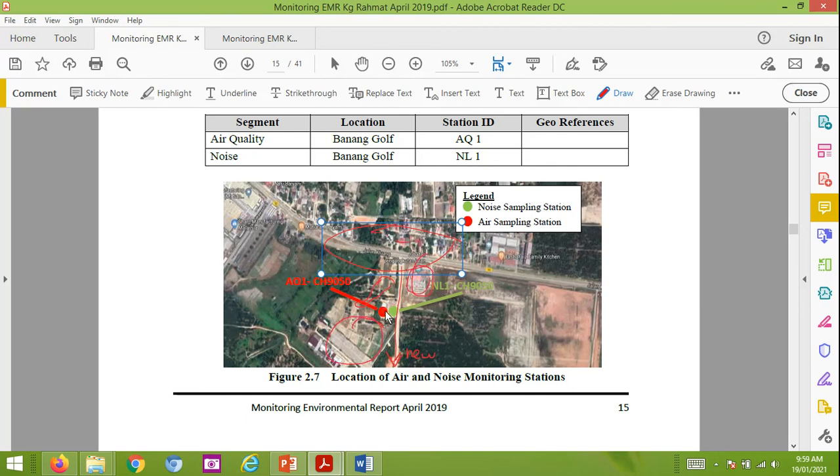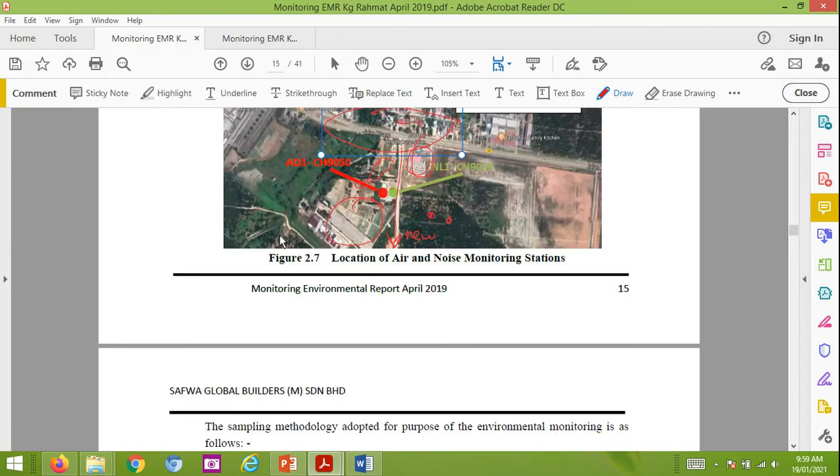So we put the location nearest to the activities or population. Okay, for the resident, nearest to resident. Okay, we don't put it here. Here is a plantation, so there is no population. So we put it nearest to the population or resident area.